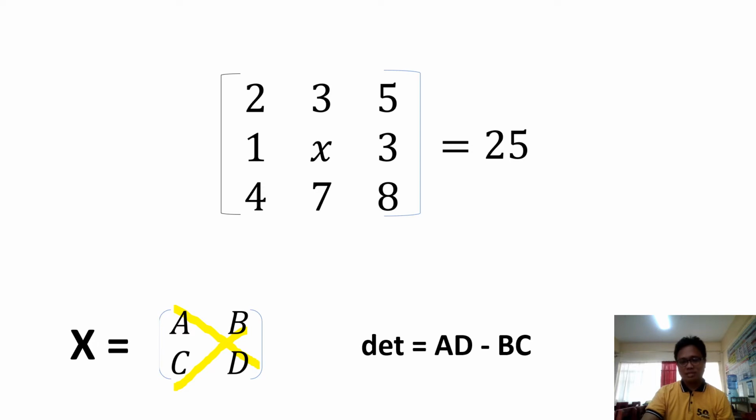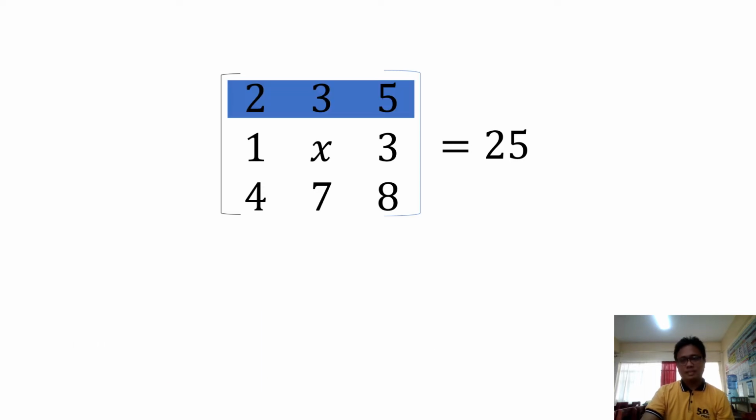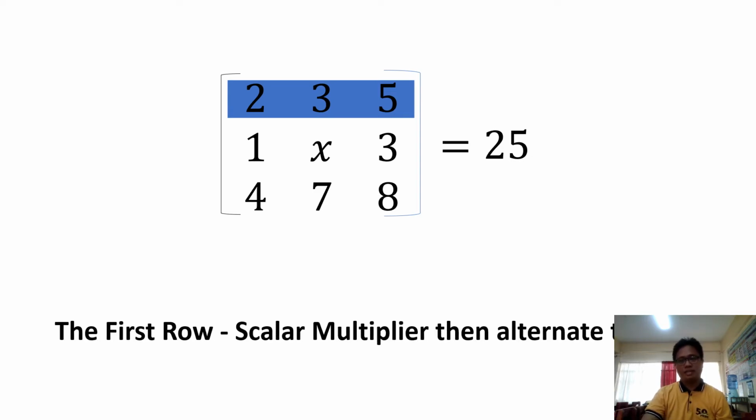So let us proceed. Now, since this is a 3 by 3 matrix, we have to make the first row our scalar multiplier to our 2 by 2 smaller matrices. Then we have to alternate the signs starting with positive 2, then negative 3, and positive 5.